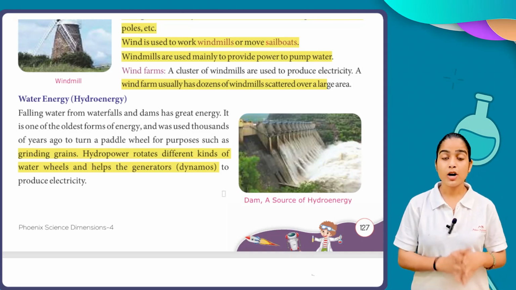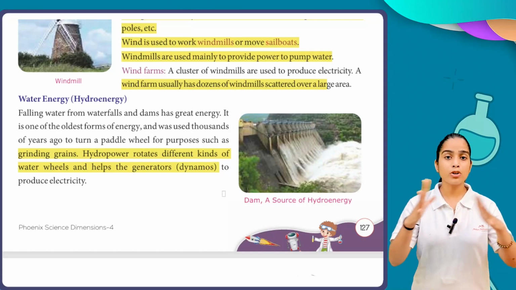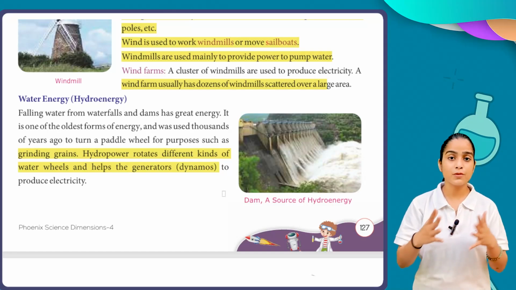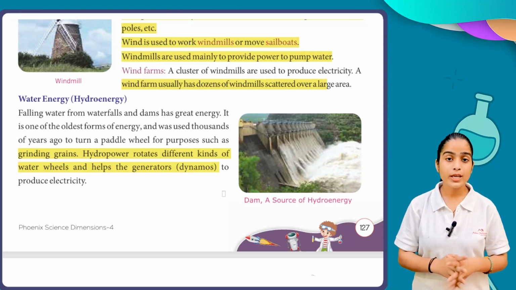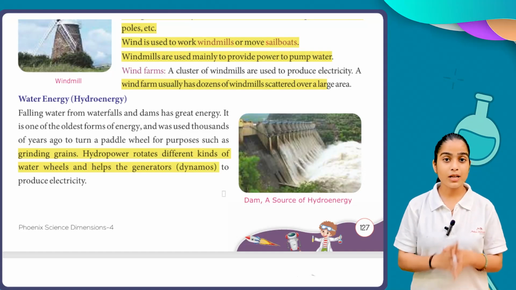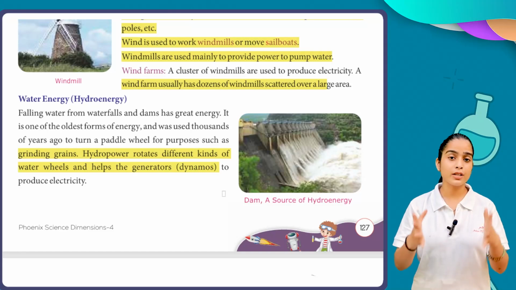So students, this is the end of your chapter, where we understood a lot about energy, where we get different types of energy, and how we can convert it. This is the end of your chapter. I hope you understood it very well and you understood the different types of energy as well.